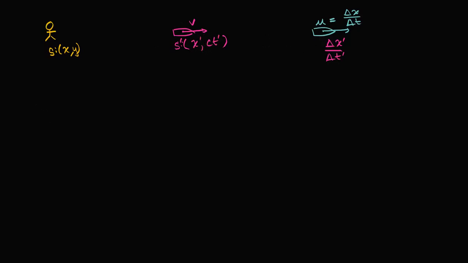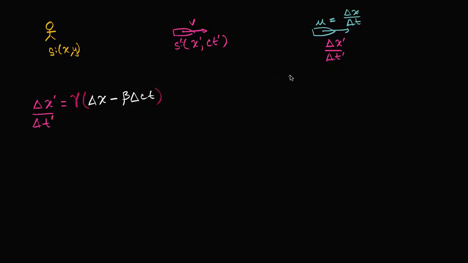Well, let's just go back to the Lorentz transformations. Let's first think about what change in x prime is going to be. Well, our change in x prime is going to be the Lorentz factor times our change in x, minus beta times change in ct. And let me close those parentheses. And then we want to divide that by our change in time, or change in t prime, I should say.